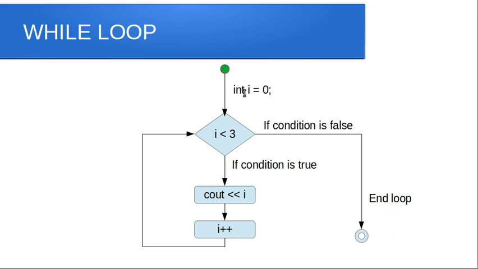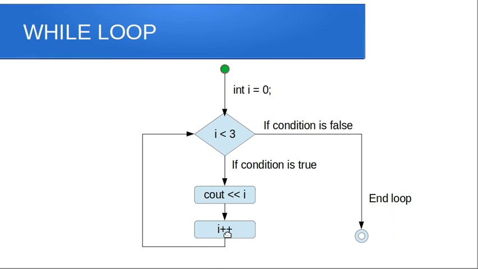In programming, loops are known as iterations, so I'll refer to them as iterations. In the first iteration, i is 0, right? So is 0 less than 3? This is true. As long as it's true, we'll print out i on the screen, so the output will be 0. And then we'll increment i. Increment basically means we add 1 to i. So if i was 0, now i++ makes i equal to 1.